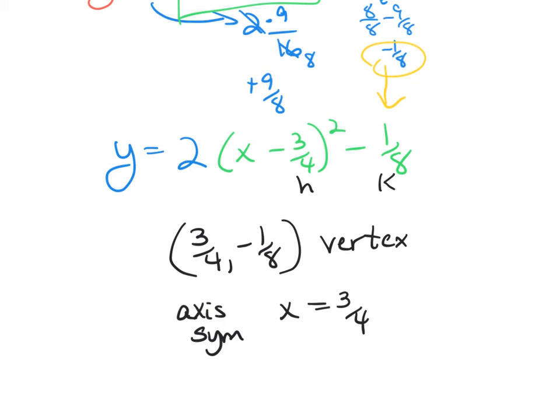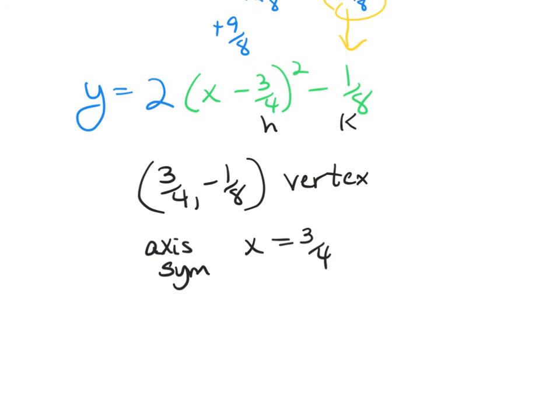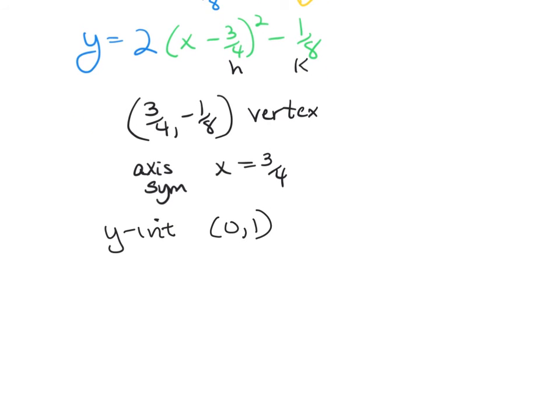For my y-intercept, I could go back to the original, and my y-intercept is at 1. So 0, 1. Now, this one actually could have been factored from the beginning to get the x-intercepts. I'm actually going to show you both ways. So if you want to try to factor the original, which was 2x squared minus 3x plus 1, this was the original problem.